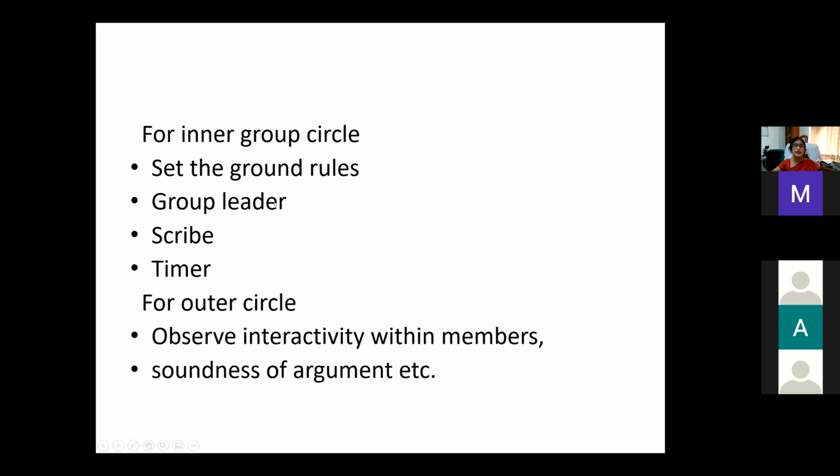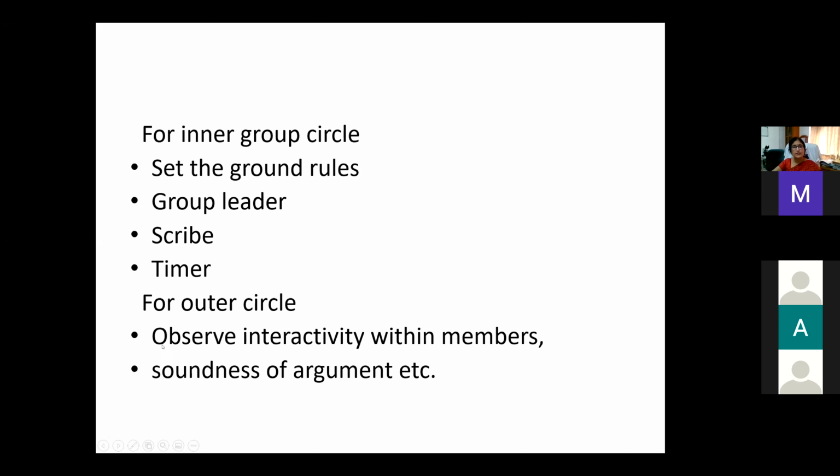Second important thing is they should have a group leader, so that there is someone who can summarize. There should be one scribe. That means whatever points are coming out of that discussion, one should pen it down, one should note it down. And next important thing is one should be a timer. Suppose you have given them half an hour, 10 minutes or 1 hour, one person should be there who will be noting the time. Otherwise it becomes very haphazard.